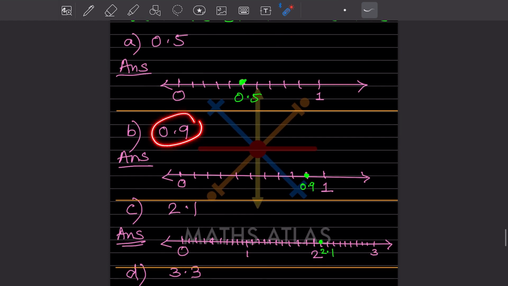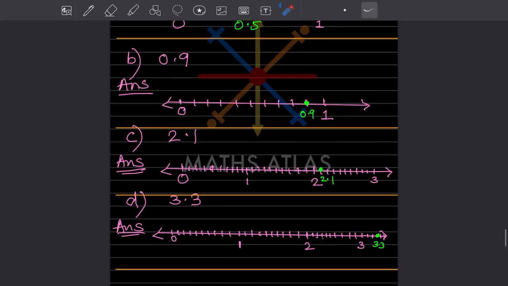Now again, this 0.9 means it is going to be less than 1. So again I put this one, and now I have divided into 10 parts, and then the ninth one is here. So 0.9 is here. And see that you put a point and then you write down this one, and if you write with a different color also, that looks more better.